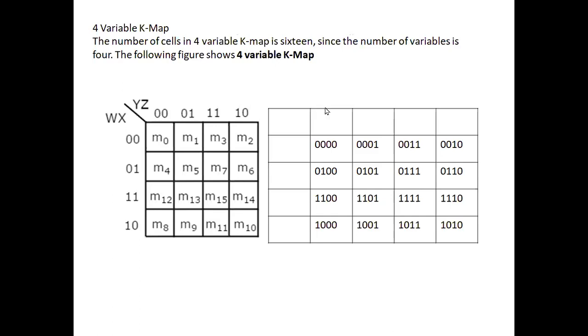Next, coming to the 4 variable K map, as my n is equal to 4, 2 power 4, that is 16 cells, will be there.